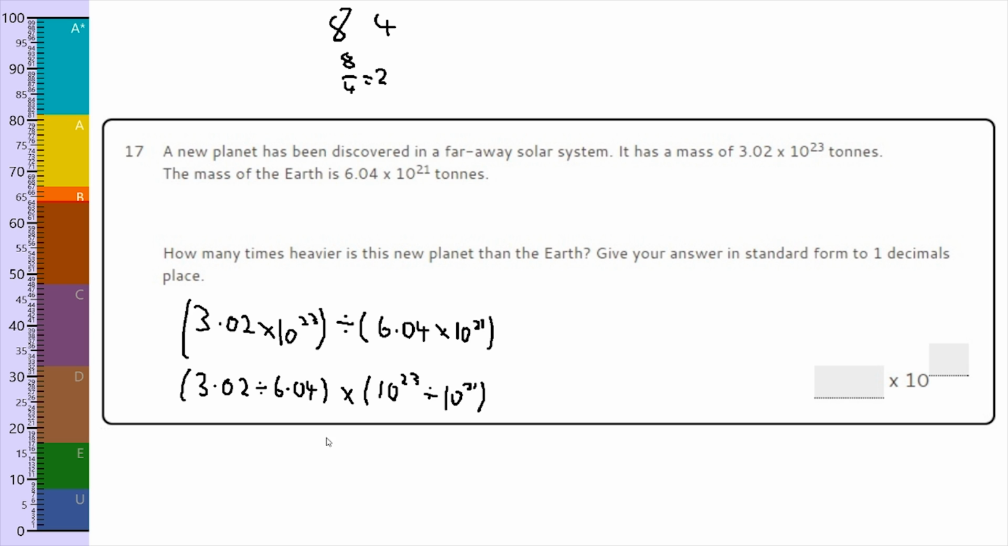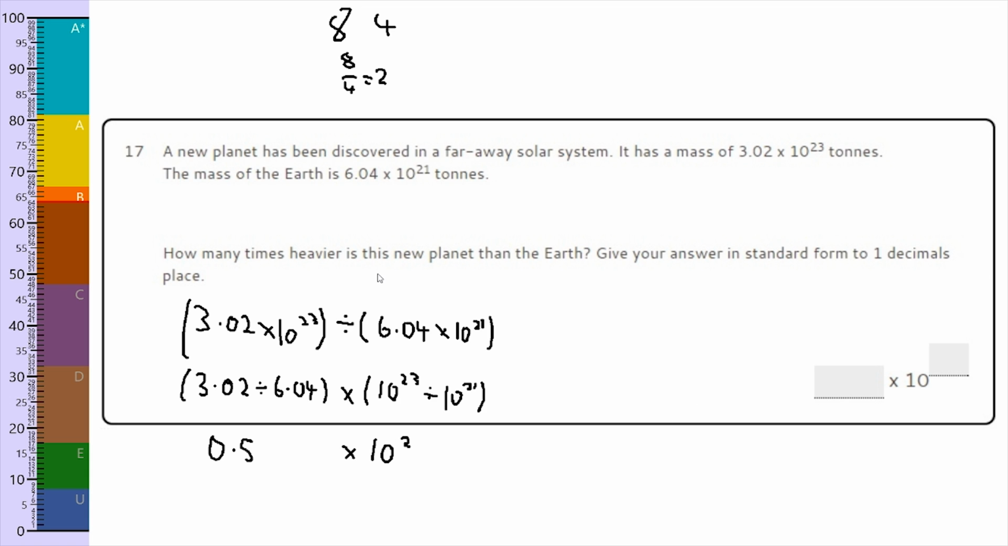Now this is probably going to be the non-calculator. It sometimes is on the calculator, but probably non-calculator, so the divisions are not going to be that difficult. I know that 6.04 is twice as big as 3.02, so that's just going to be 0.5 times. Now the rules with indices, if it's the same base, the big number's the same, if you're dividing, you take away the powers. So it's going to be 10 to the power of 23 take away 21, which is 2. So you might be tempted to put in 0.5 and the 2.